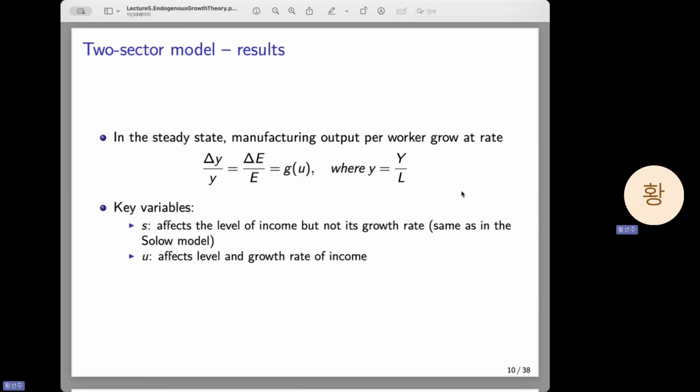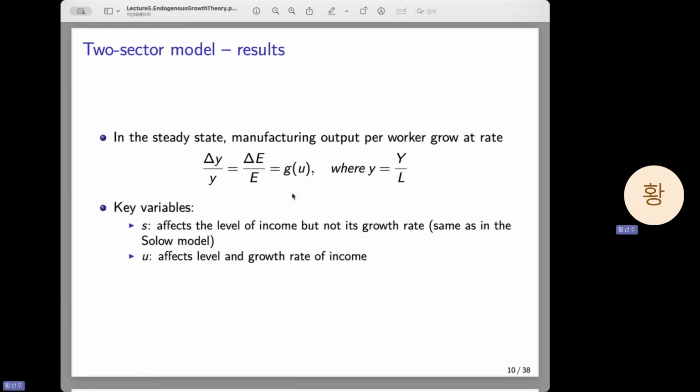I will show the main implication mathematically. In the steady state, the growth rate of output per worker equals the growth rate of labor productivity. And under the assumption in the previous slide, the growth rate of labor productivity follows the function G, and function G depends on the share of labor in the research sector.